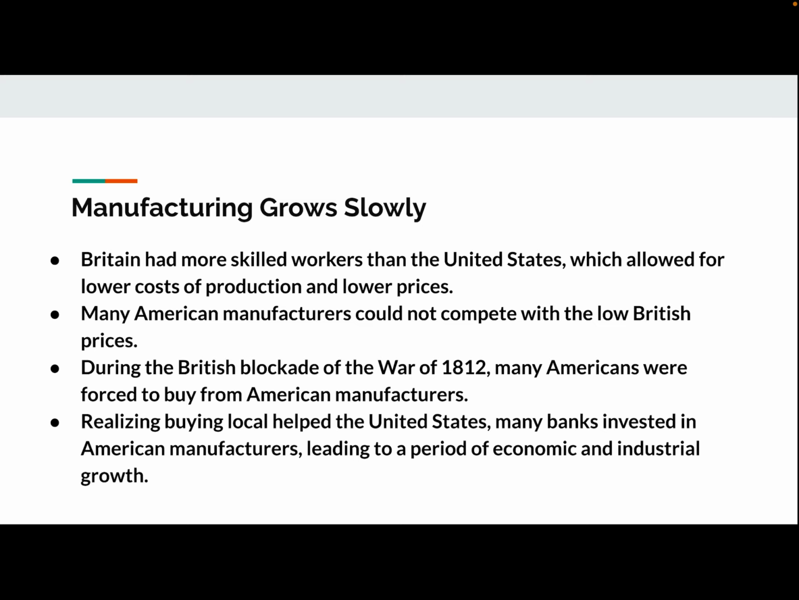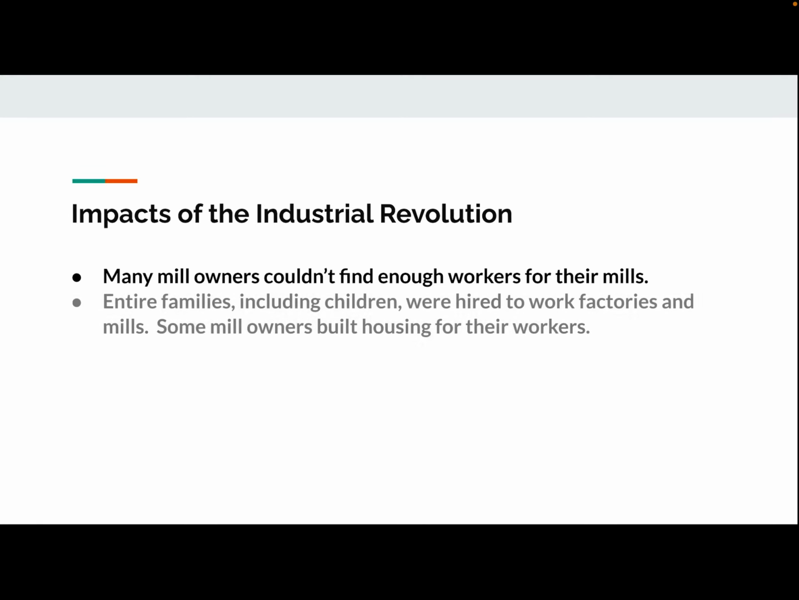All right, so the impacts of the Industrial Revolution. Impacts would mean what significance the Industrial Revolution had later on. We're going to see that today in the New Zealand article. Many mill owners couldn't find enough workers for their mills. Entire families, including children, were hired to work in factories and mills. So yes, you would not be at school right now. You would be working, most likely, to help your family, especially if they needed money.